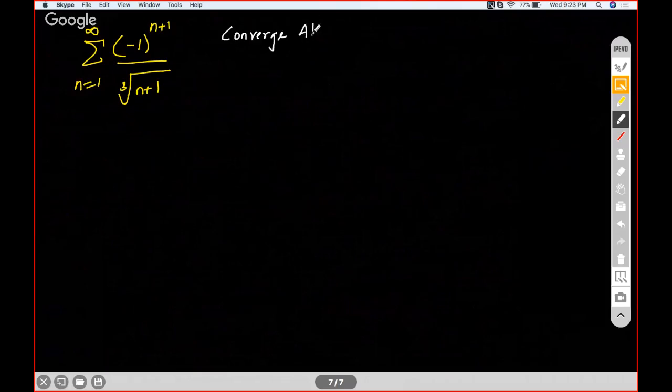Next question is determine whether this, the cube root of n plus 1, n equal to 1 till infinity, converges absolutely, converges conditionally, or diverges. Does this converge absolutely? Does this converge conditionally, or does it diverge?